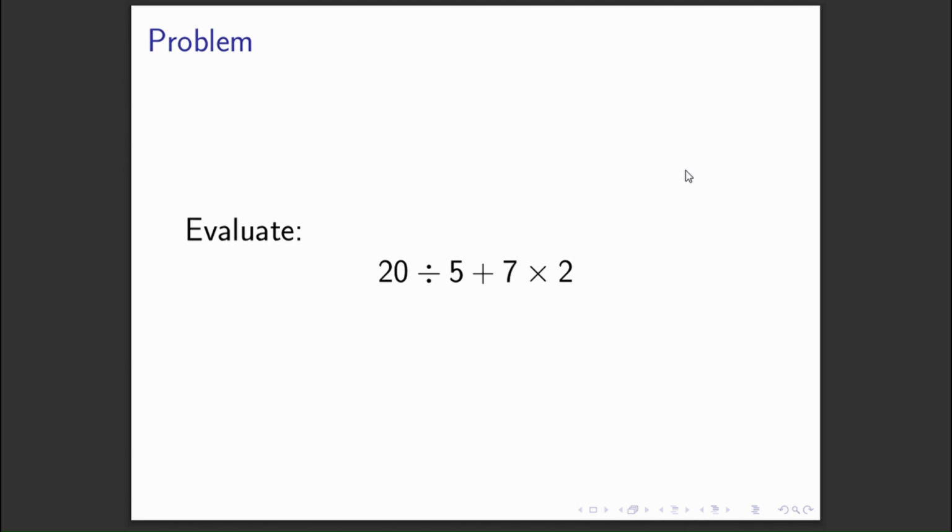Hi everyone, today I'm going to solve this problem in which we need to evaluate 20 divided by 5 plus 7 multiplied by 2. So let's start this problem.